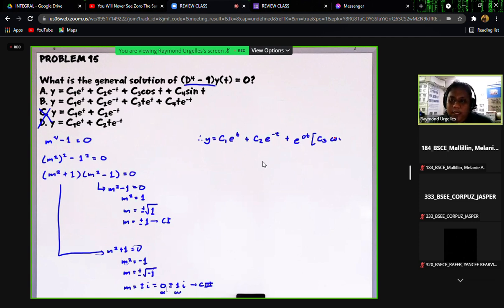So let's start with the cosine. Our omega is 1, and 1 times t is t. So this is C3 cosine t plus C4 sine t. But e to the 0 is 1. So therefore, our y will be C1 e to the t plus C2 e to the negative t plus C3 cosine t plus C4 sine t. So that's the answer that comes out.